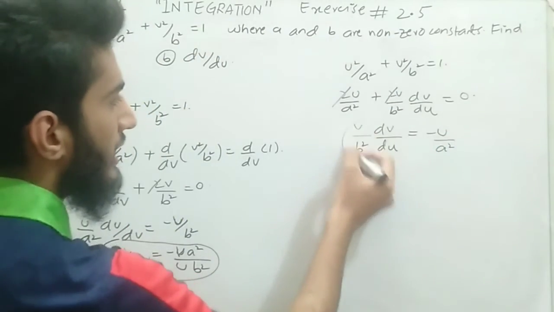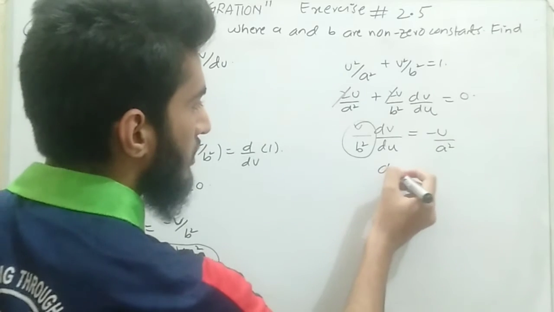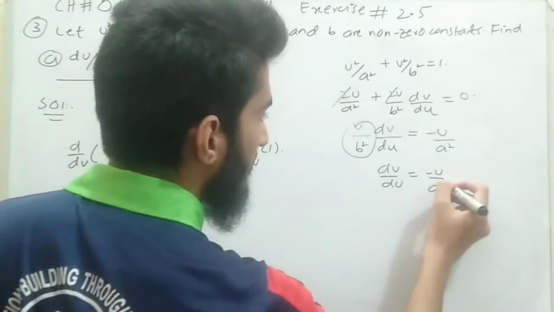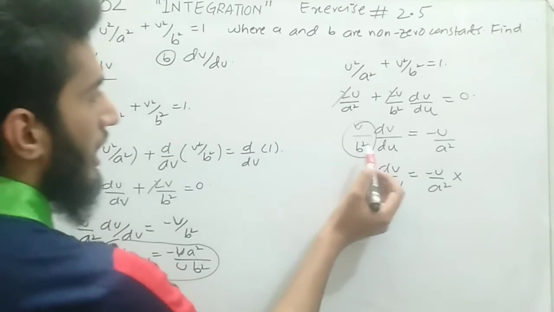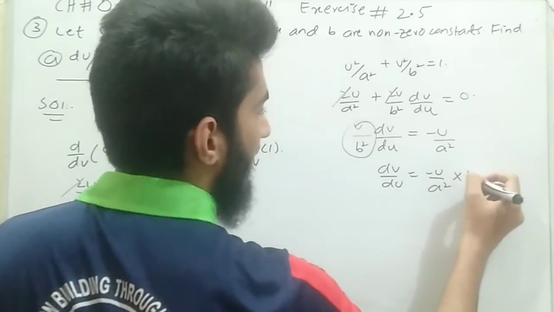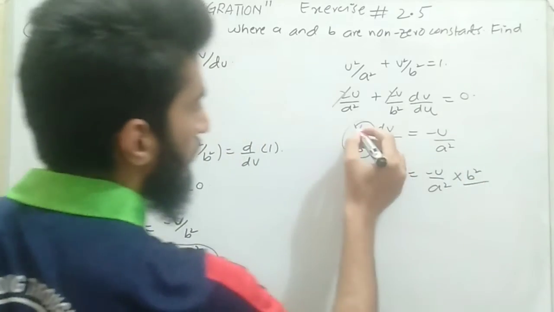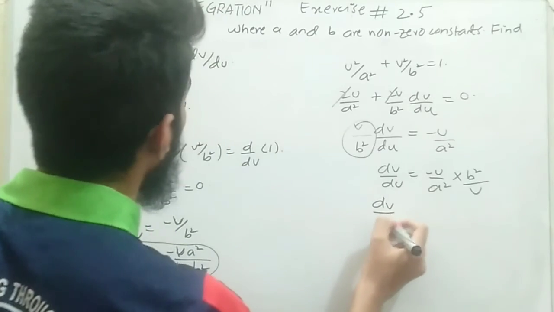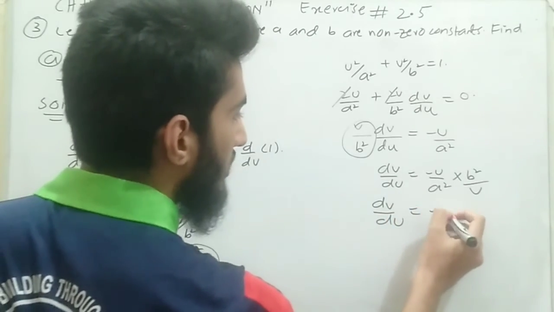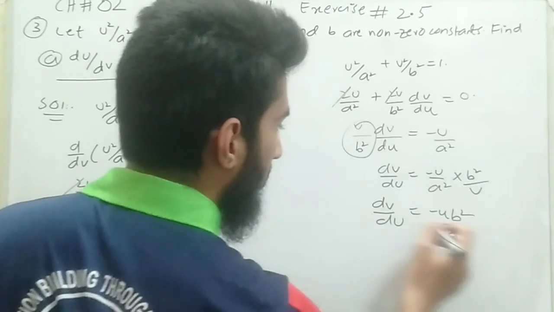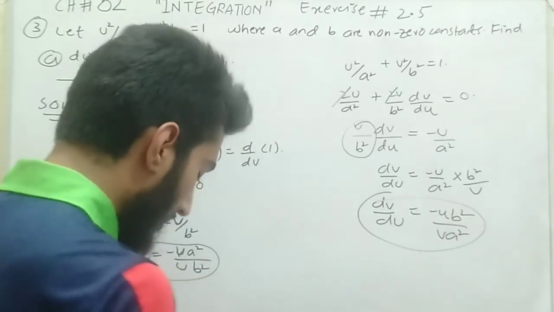Now shift v divided by b square to the right hand side, so it becomes dv by du will be equal to minus u divided by a square multiply. Here b square is in denominator, so by moving to the right hand side it will move to the numerator and v will come to the denominator, so it becomes dv by du will be equal to minus u b square divided by v a square. So this is the required derivative dv by du.